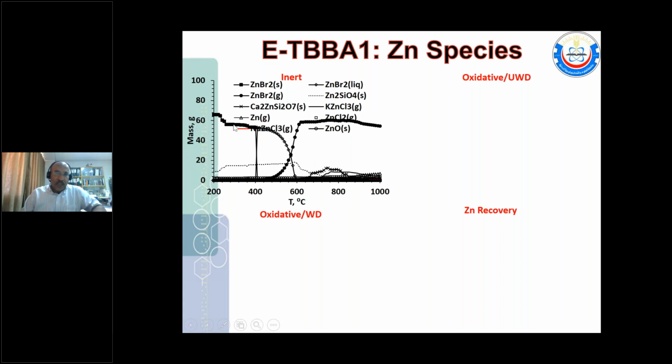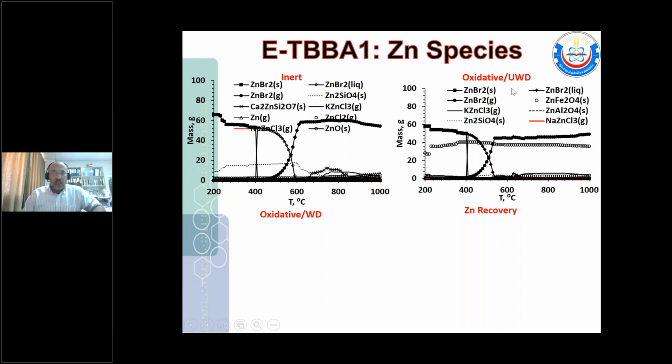We can see here zinc bromide solid, which becomes liquid here, then becomes vapor here, and other species as seen in this slide. Now, what happened when we introduced the oxygen? By the way, this is unwashed dust. When we introduced the oxygen, we noticed that some of the zinc became zinc iron oxide.